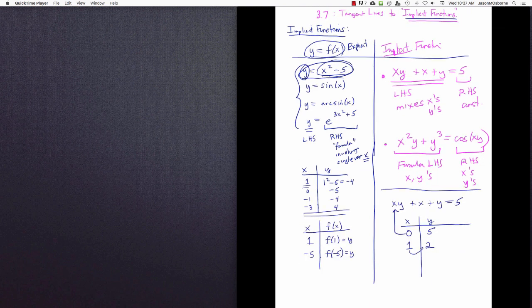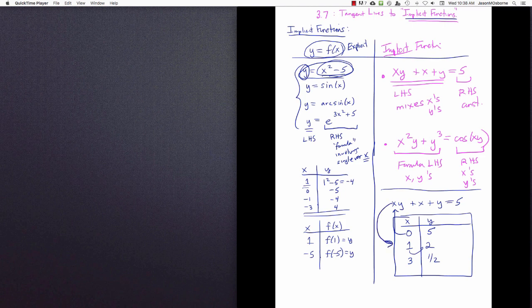So perhaps when x is equal to 3, you will get 3y plus 3 plus y is equal to 5. You'll find that 4y is equal to 2, so y is equal to a half. So now when x is equal to 3, you can say that y was equal to a half. And that's how you would create maybe a table of values for this implicitly defined function.